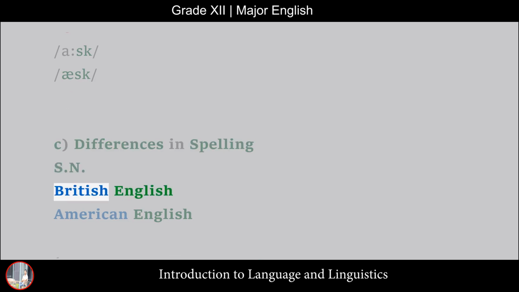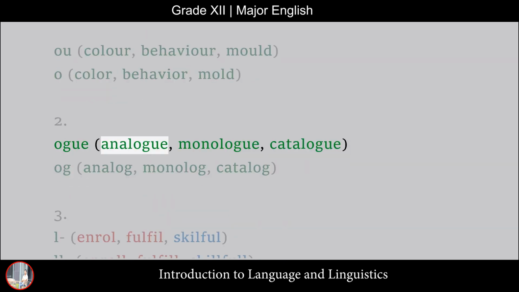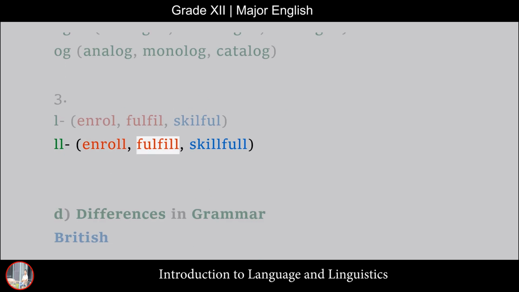British English, American English. 1. OU: colour, behaviour, mould; O: color, behavior, mold. 2. OGUE: analogue, monologue, catalogue; OG: analog, monolog, catalog. 3. L: enrol, fulfil, skilful; LL: enroll, fulfill, skillful.